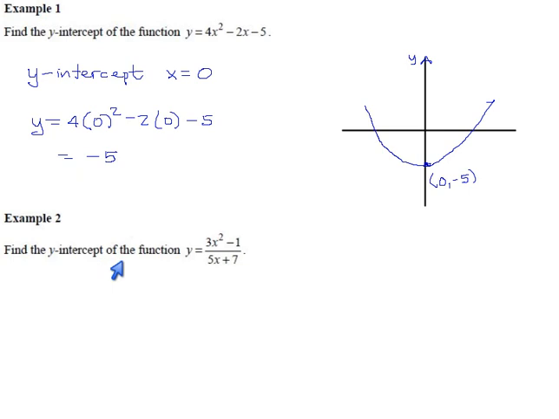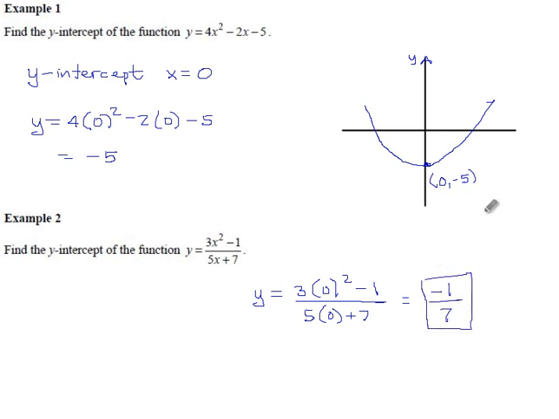Now, find the y-intercept of the function. I'm not going to try to sketch this. We'd have to do more analysis than I want at this stage. But to find it, we simply put in x equals 0 again. So we get y equals 3x squared minus 1. If you weren't writing this out, you're probably done already because plugging in zeros is fairly fast. That term vanishes, but we get left with minus 1. This vanishes, we're left with 7. So the y-intercept of this one is minus 1/7. Nothing to it.